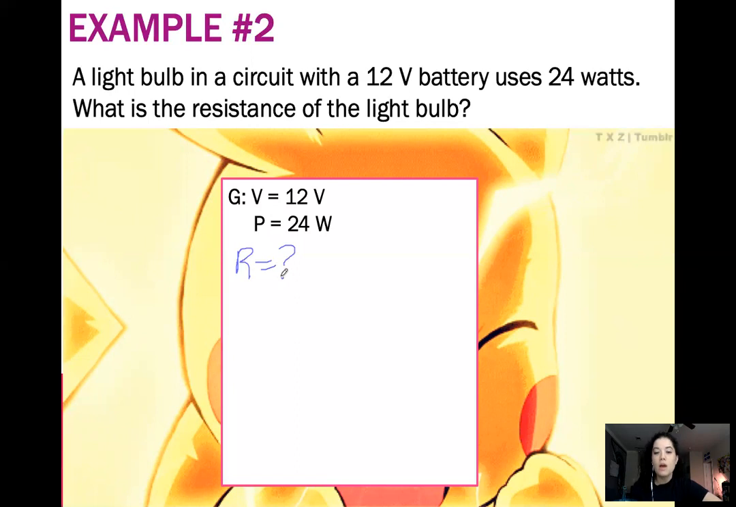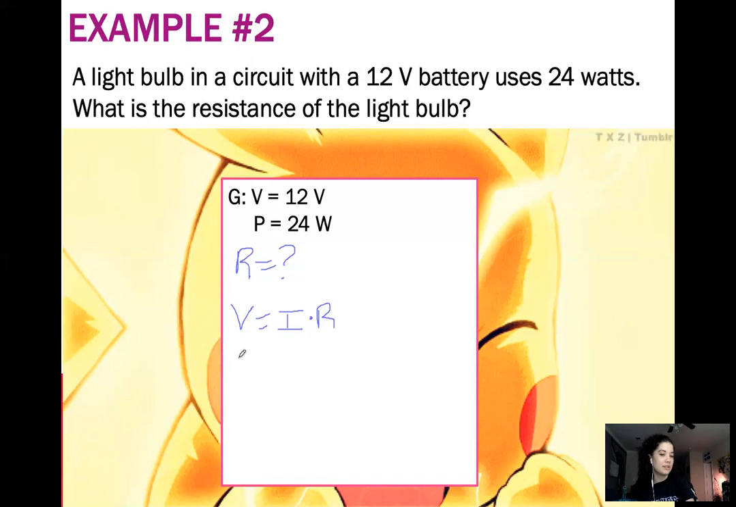So what formula did we learn that's got R in it? We've only learned 2. So the one with R, we've got V equals I times R. Well, this is a really great formula. The only problem is we don't know what I is. We know what V is, we want R, but we're missing I. Do we have a way to get our current I?